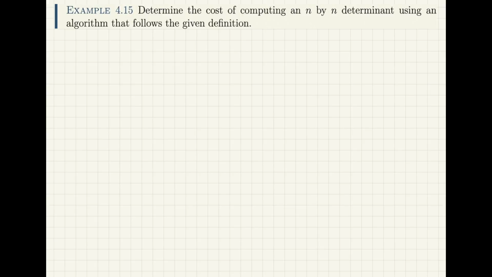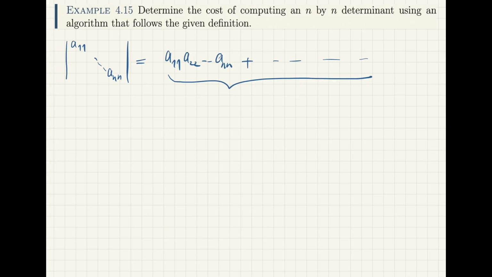So if I have an n by n determinant, for example a11 up to ann, yes, so that would be a sum of some elementary products, a11, a22 up to ann, and then you have different elementary products that you want to add. But how many terms are involved here? You have n factorial terms involved.